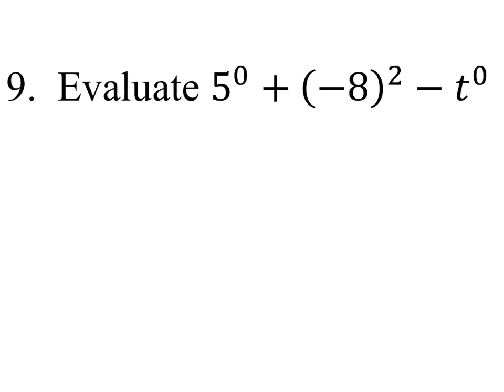So this one we have some exponents, everyone's favorite. This is great. So 5 to the power of 0 is? 1. Oh, that's great. It's great, right? I always expect to hear 0. But it is 1, right? Anything to the power of 0 is 1. So 5 to the power of 0 is 1.